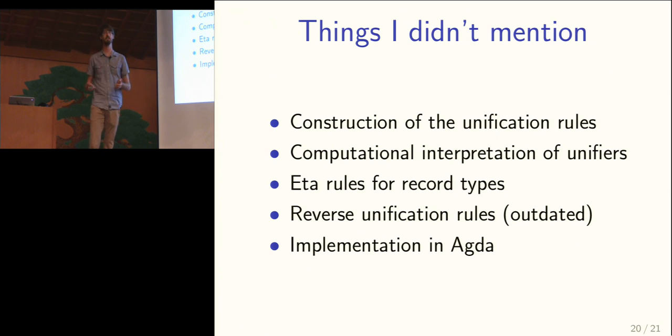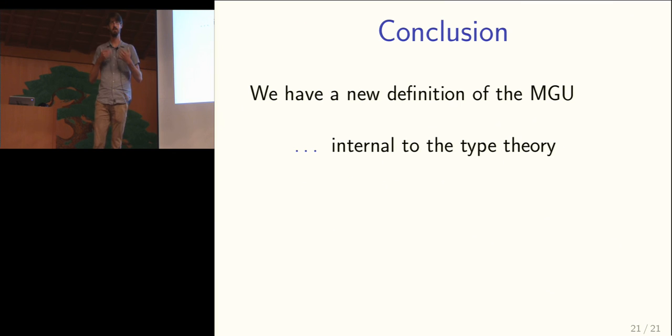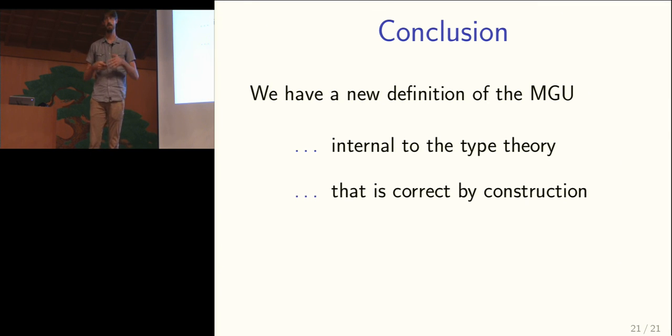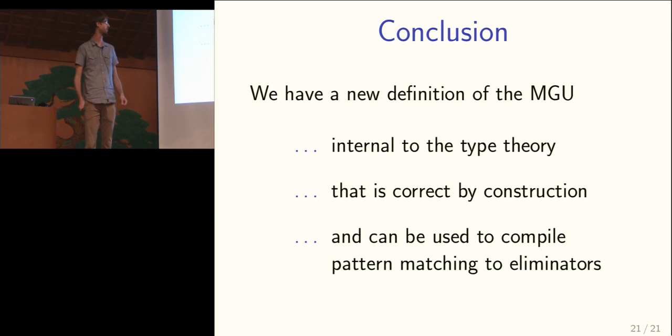And finally, all of this has been used in the implementation of Agda for the implementation of the dependent pattern matching. So to conclude, what have we done? We have given a new definition of the most general unifier internal to the type theory. That is, it's guaranteed to be correct by construction. So it can never go wrong. And also, these terms can be used directly in the compilation of dependent pattern matching down to eliminators. That's it. Thank you.